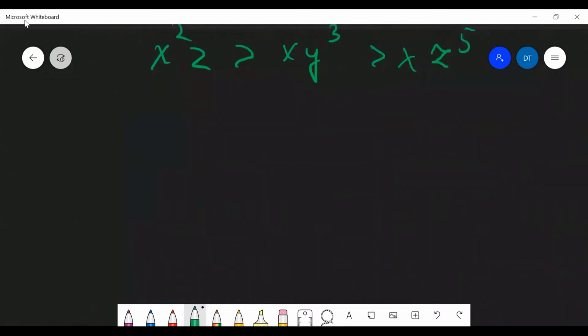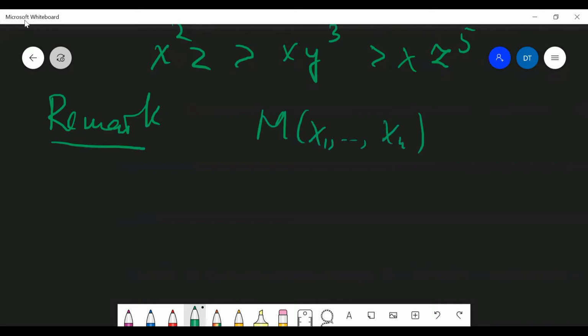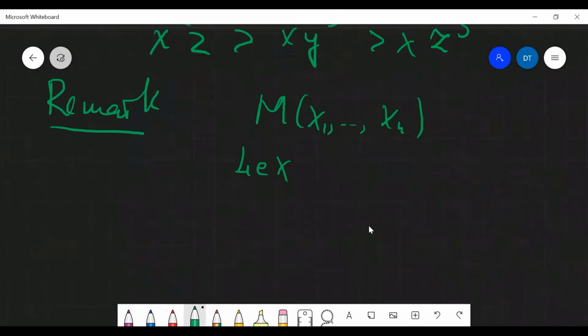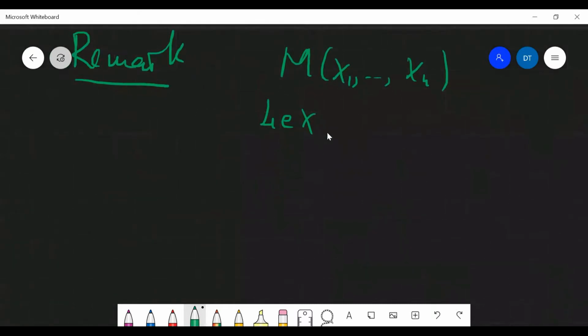So, remark. Suppose we have monomials in n variables, and we have any lexicographical order. This means that I don't care about the order of the variables, so lex is just any of them. We have n factorial lexicographical orderings, and I just take any of them.